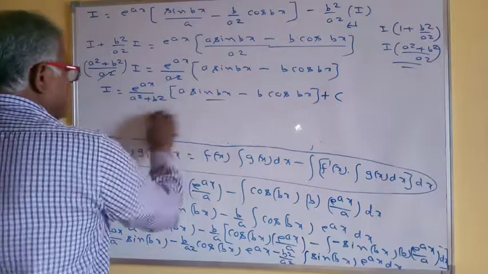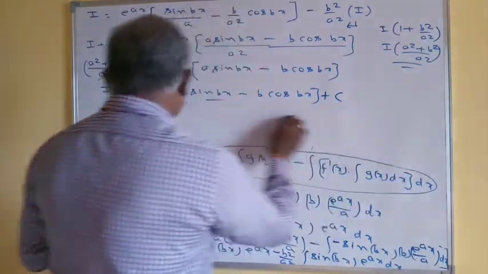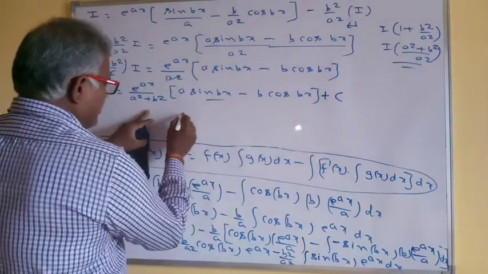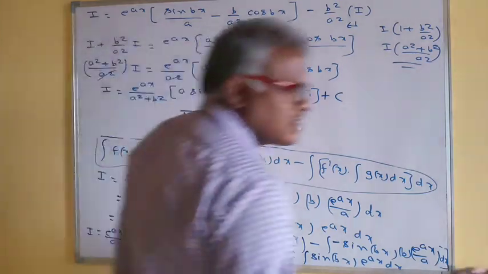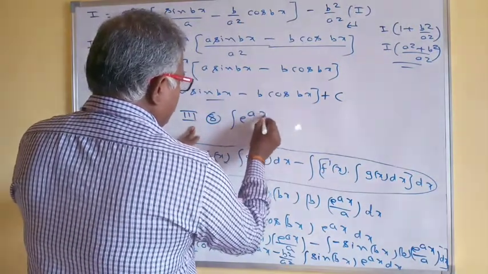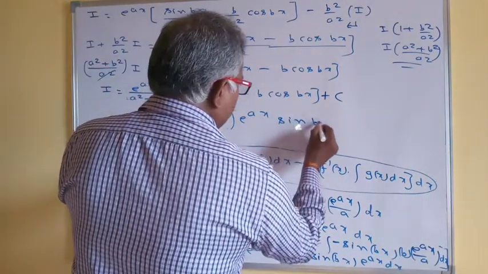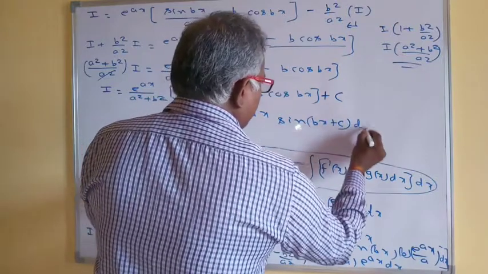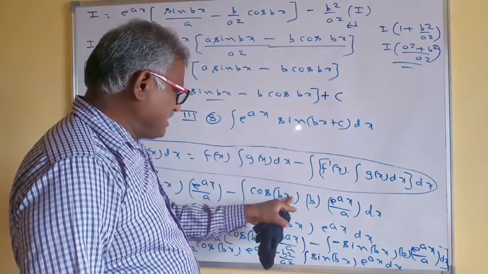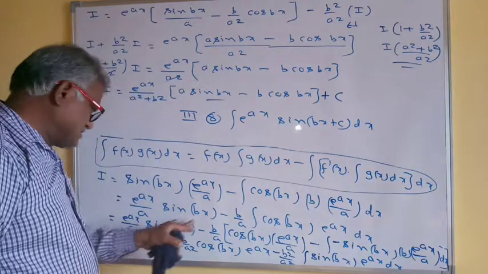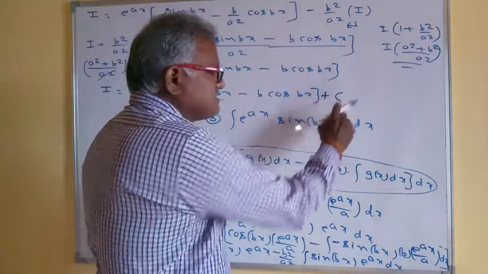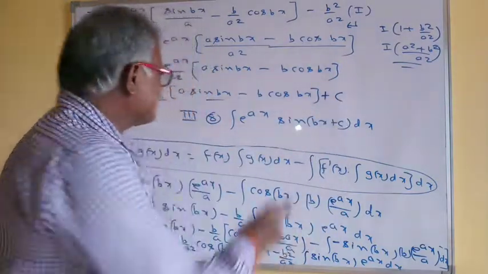So e power ax into sin bx. Same problem, Roman number 3, question number 8, integral e power ax into sin of bx plus c, no problem. Same detail, no need to change, just in place of bx, write bx plus c. Whenever bx is there, bx plus c. Finally capital C or C1. That is enough. So that is the problem.